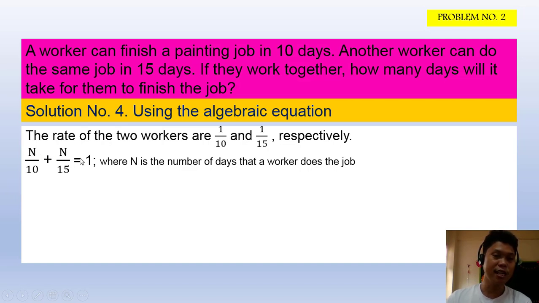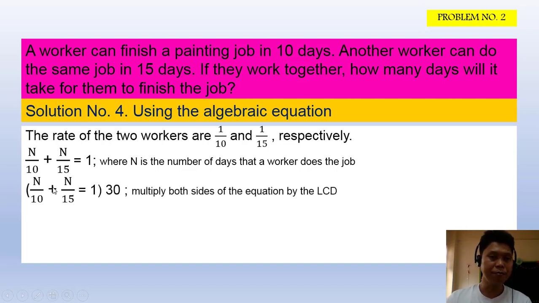Kumbaga, rate nila combined. Kapag kinumbine kasi natin ang kanilang rate, equate natin in 1, ibig sabihin natapos yung isang buong trabaho. So, ang gagawin natin is, in algebra, imumultiply natin ang both sides by the LCD. And the LCD of 10 and 15 is 5. GCF pala yung 5. 10 and 15 is 30. Okay. Kasi 10, 20, 30. And then 15, 30. 30 sila pinakauna ang common multiple, ang least common multiple. So, ang least common denominator is 30.